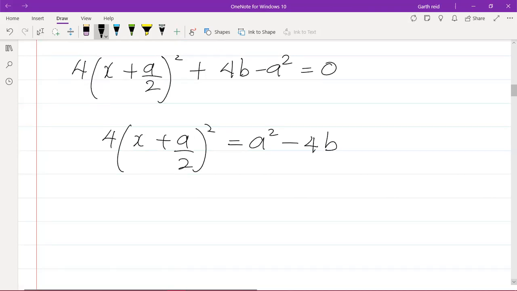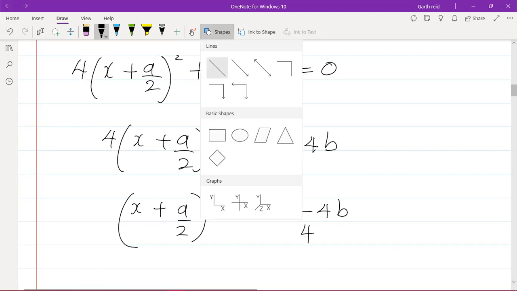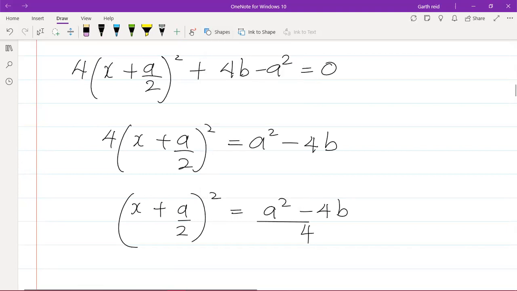Excellent. All right. Now I'm going to divide both sides of the equation by 4 to get rid of this 4 as the multiplier on the left-hand side. So what I will have now is x plus a over 2 all squared is equal to a squared minus 4b divided by 4. Okay, good. So that is what I have.